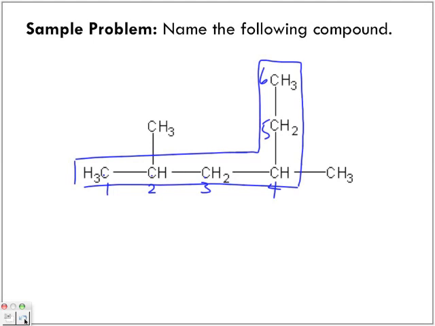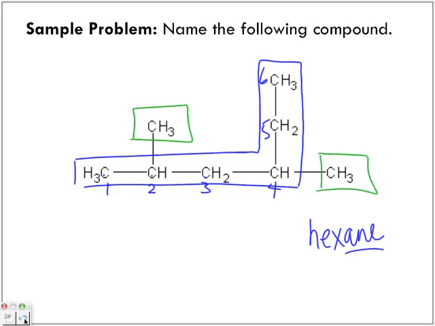So we know we've got 6 carbons, so we know the chain is a hexane. Notice the A-N-E ending. So let's look for other branches. Well, we've got one branch, a methyl group on the number 2. We've got another methyl group, but now this one's on the 4.